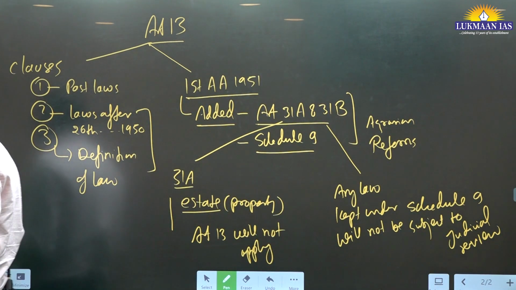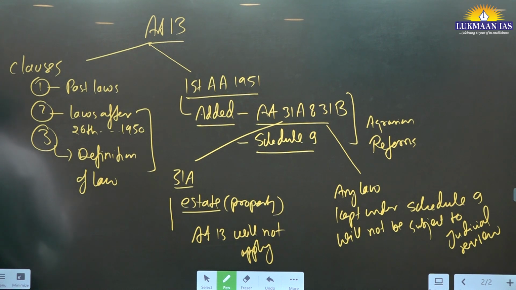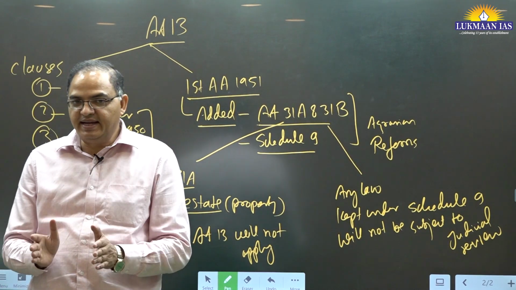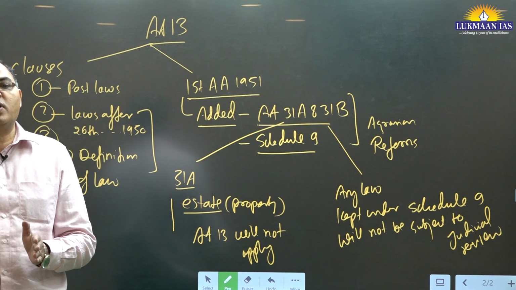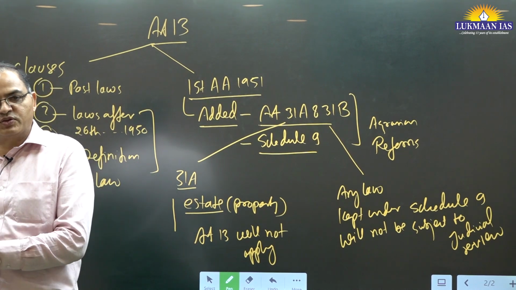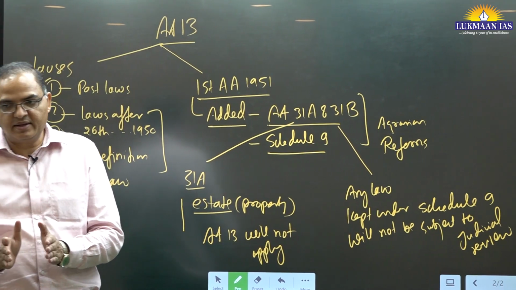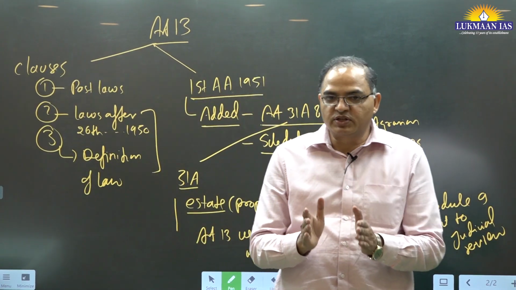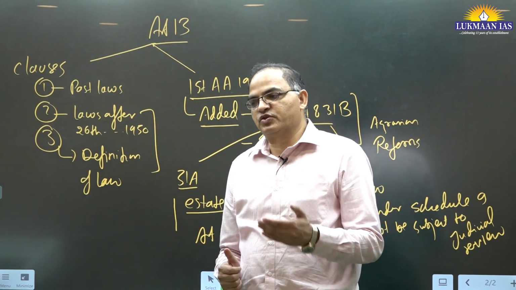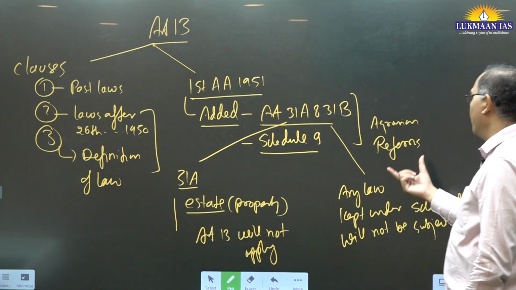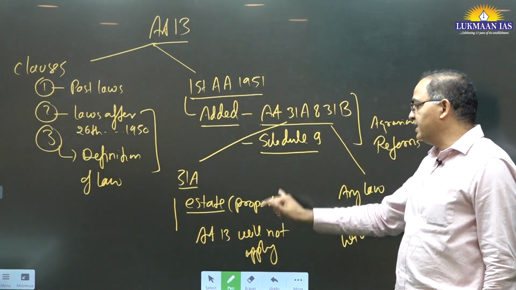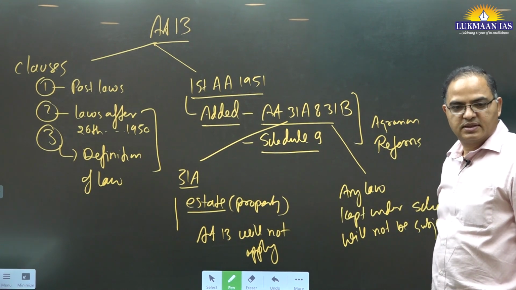There were two things the government did by this act. First, it wanted to save the laws from the application of Article 13. And second, it wanted that there should not be judicial review on those laws. So 31A was giving protection from Article 13, it will not apply. And 31B was that the judiciary will not have judicial review on those laws, meaning they will not be subject to challenge in the judiciary. That is how 31B is giving protection to laws kept under Schedule 9, and 31A is giving protection from Article 13.